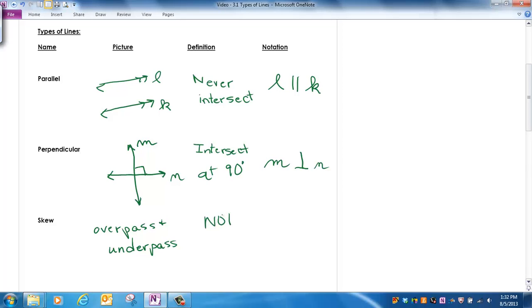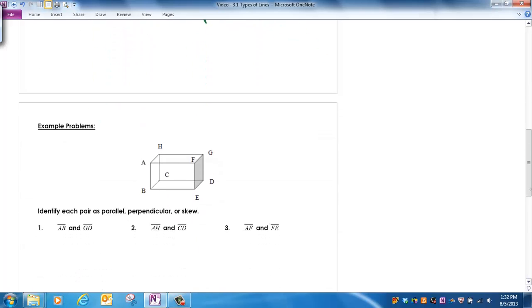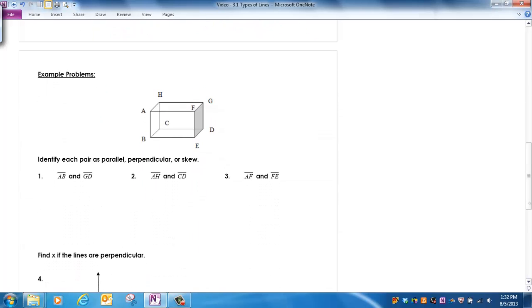So we would say not intersecting, but not parallel. We don't actually have a notation that we use, but we usually can just say skew. Sometimes we'll abbreviate it with just a letter S. Let's take a look at some of these in a picture. If I have two segments, I can identify them as parallel, perpendicular, or skew.